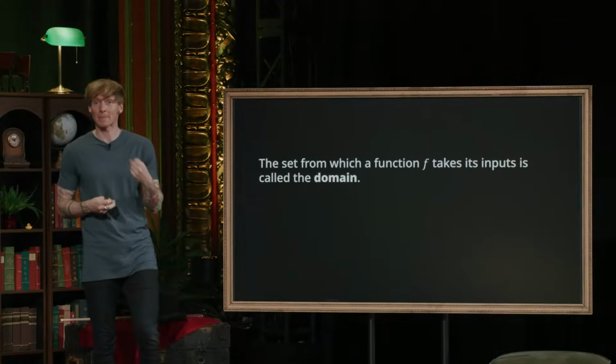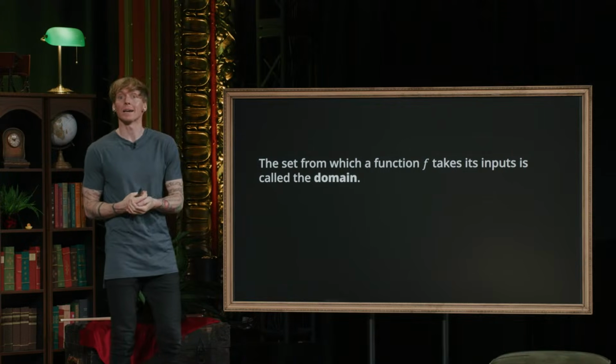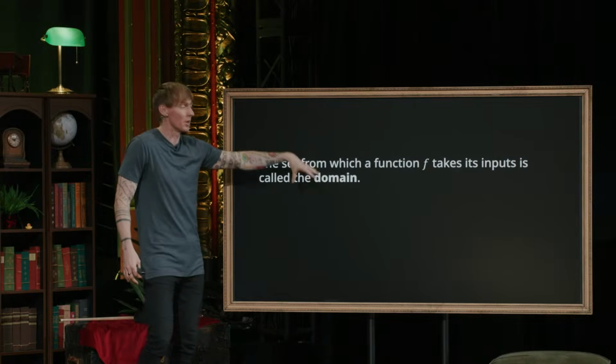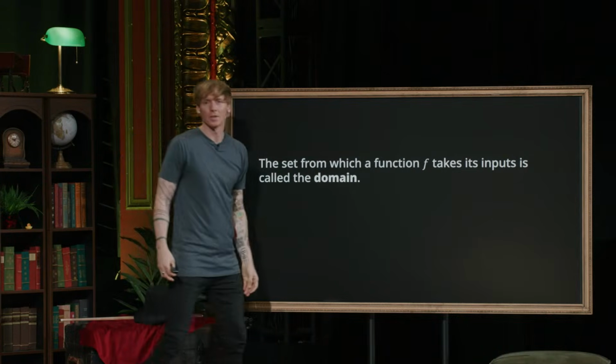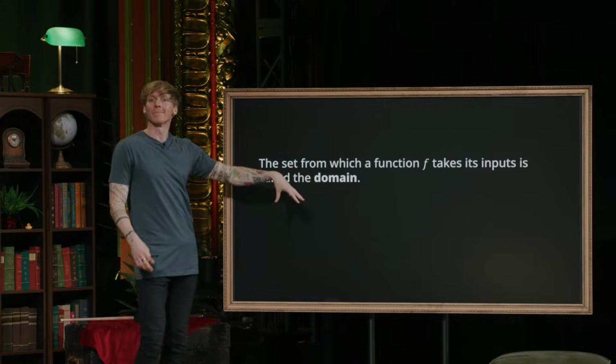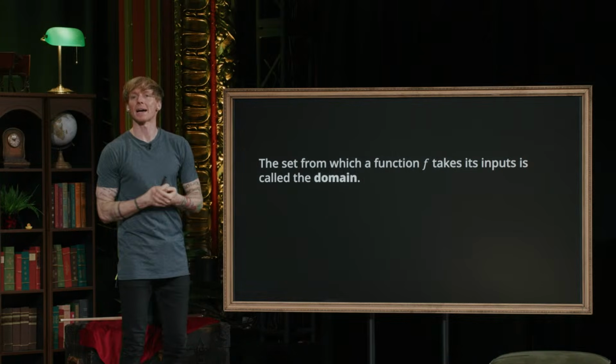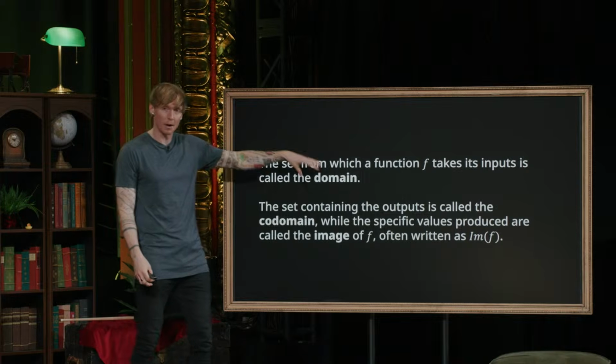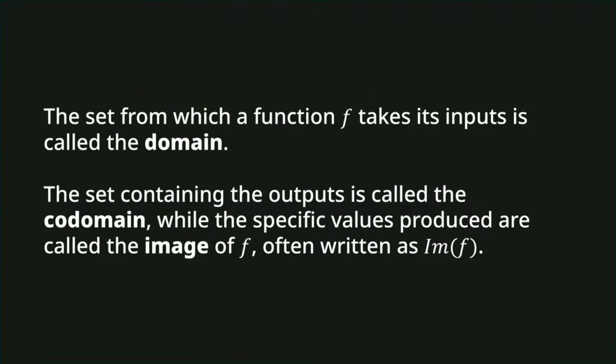Let's take stock of everything we've just learned about functions. Remember, a function is simply a specified process or rule that is applied to a set of inputs to produce outputs. That set of inputs, where the function takes those elements from, is called the domain. So you begin in the domain before passing through the function. And the set containing the outputs is called the codomain. So inputs come from the domain, pass through the function, and go into the codomain.